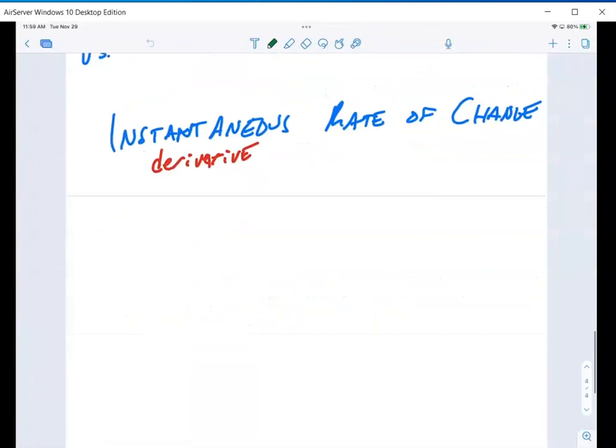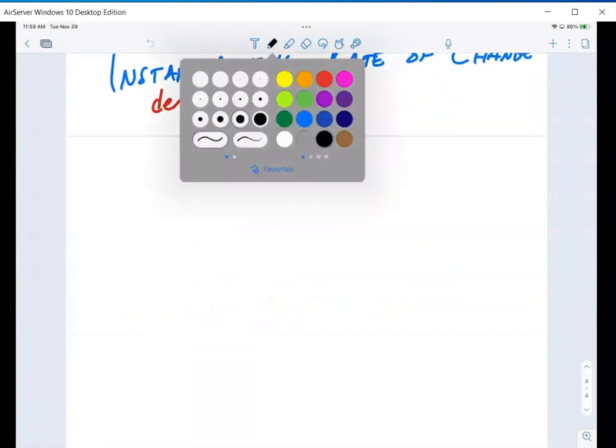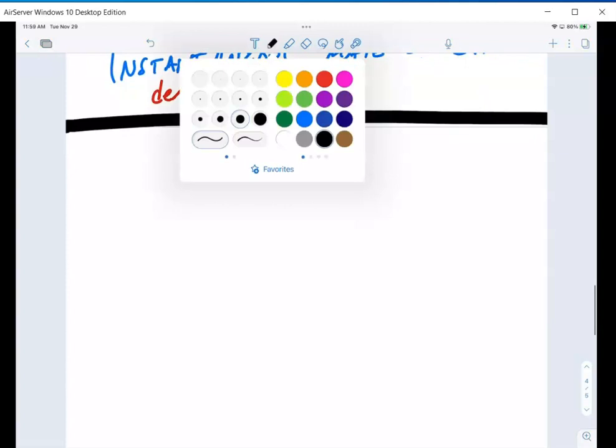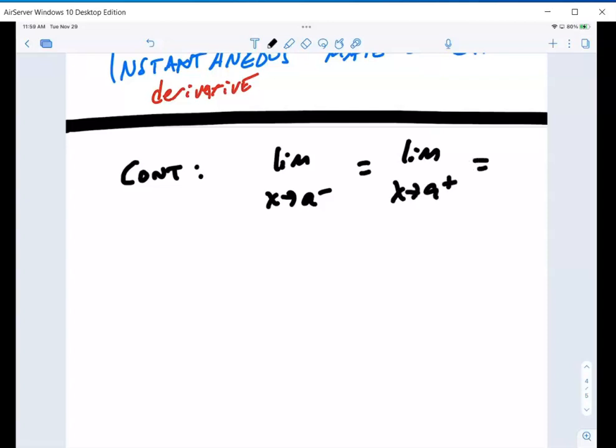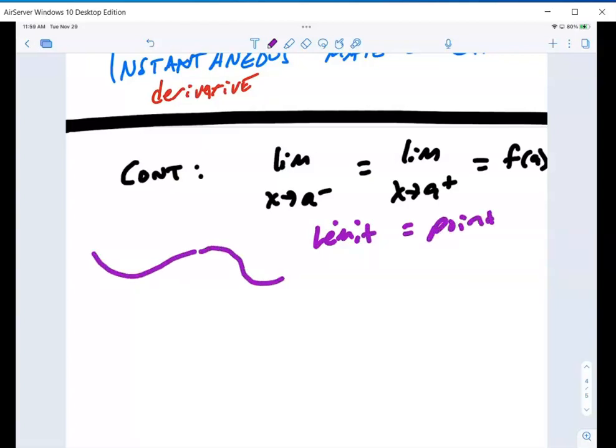Okay, let's write this stuff down too. Continuous means the limit as I approach A from the left is the same as the limit as I approach A from the right is the same as the point. So the left-hand limit and the right-hand limit have to equal the point. Think about that. The left-hand limit, the right-hand limit, and then there has to be a point there connecting them, and it's going to be continuous. Okay?